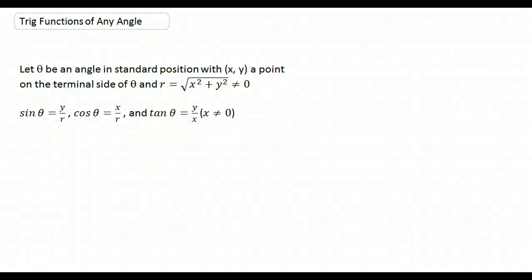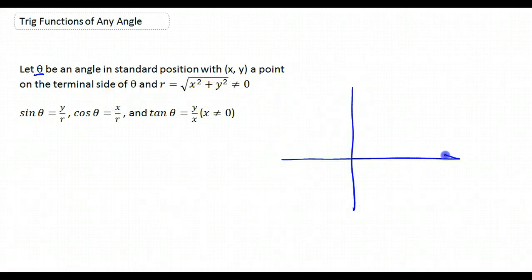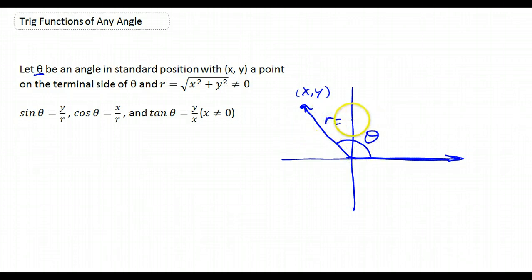In this screencast, you're going to learn how to find the trig functions of any angle, not just angles in right triangles. So here's the deal. We're going to let theta be an angle in standard position, so that means that the initial side is on the positive x-axis right along here, with a point x, y on the terminal side. So let's say that x comma y is on the terminal side of this angle theta, and r equals the square root of x squared plus y squared. So this is y and that's x.